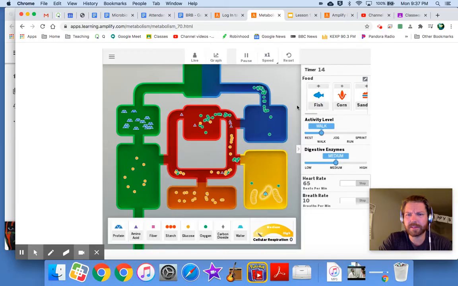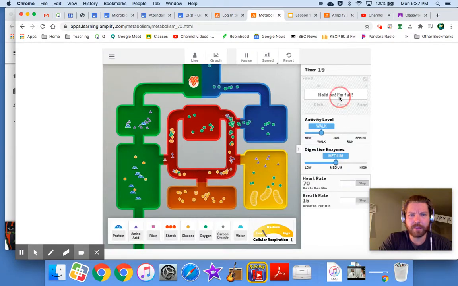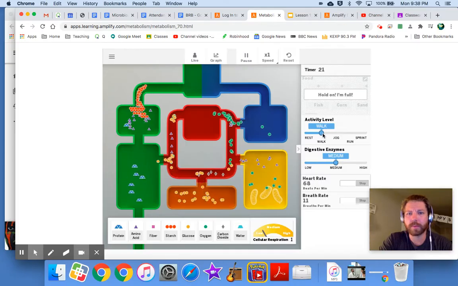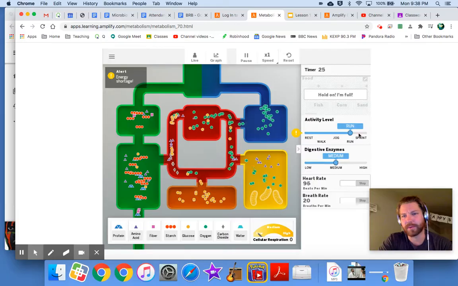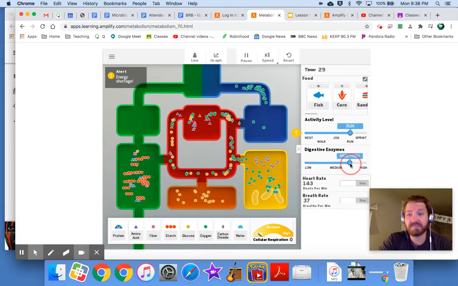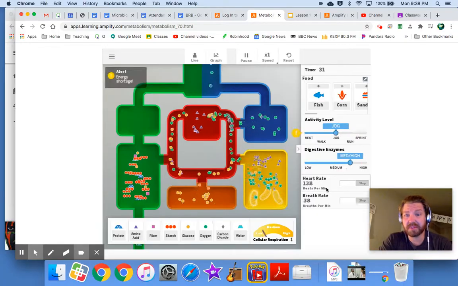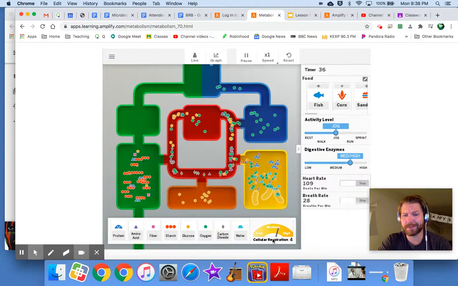And I don't know, maybe that's the stomach. How about some corn? Eat some corn. In fact, eat a lot of corn. Oh, hold on. Okay, no problem. I can change activity level. How about sprinting? Oh yeah, of course. We want to dial this up right away. Digestive enzymes, I don't know. Let's go medium high. Who knows? Okay, it tells me my heart rate, breathing rate, and whatever cellular respiration is. Who knows?